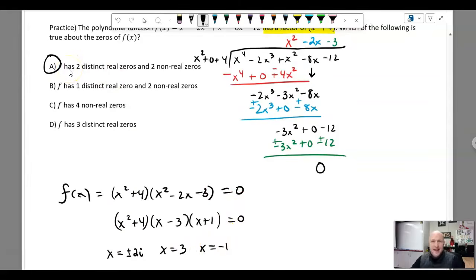Answer A. All right, hopefully you learned about some of the applications of long division, especially when determining zeros of a polynomial function, determining if you have a slant asymptote, and determining if you have a hole or a vertical asymptote.